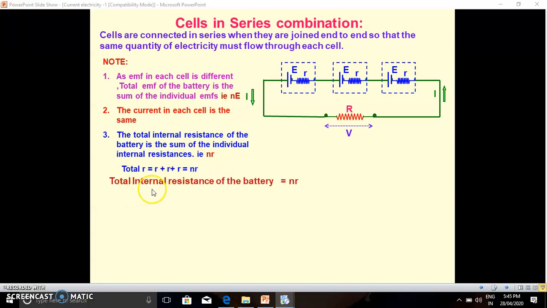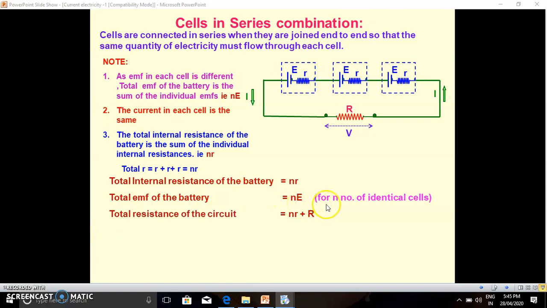Third, the total internal resistance of the battery. If a number of cells are connected in series, it acts like a battery. So the total internal resistance of the battery is given by n into r. Then the total EMF of the battery, n number of cells into the EMF of each cell, so nE, because n number of identical cells are connected in series.